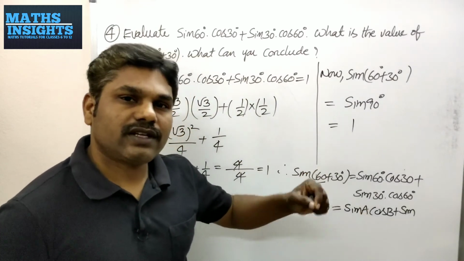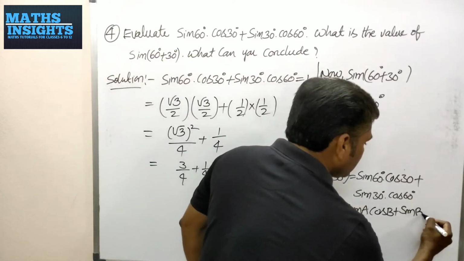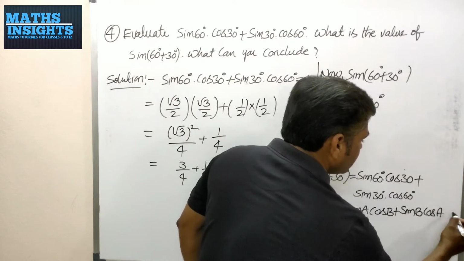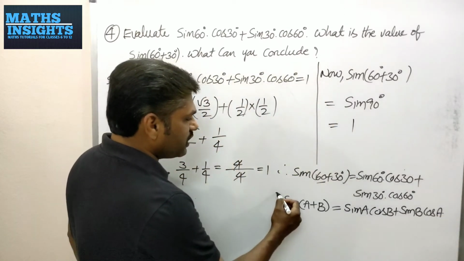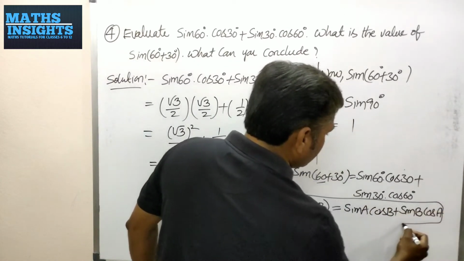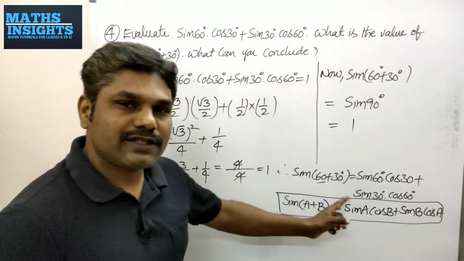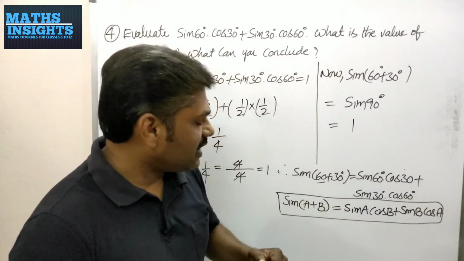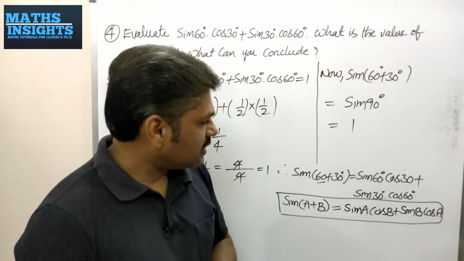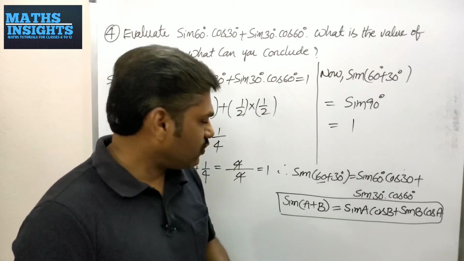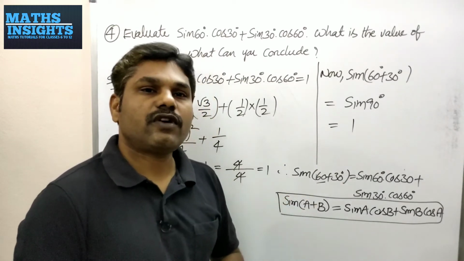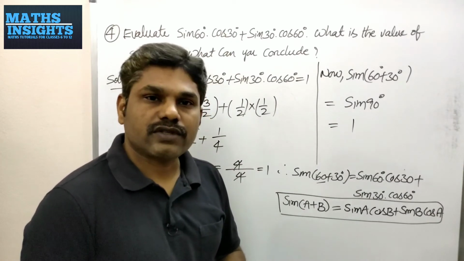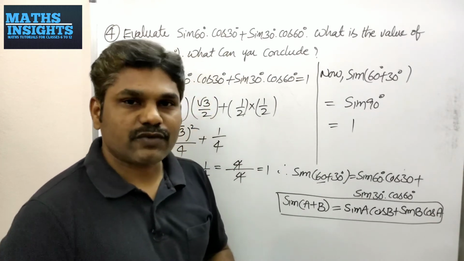For 30, I am naming it as B, therefore sine B and cos A. So this is a very important formula in trigonometry. Sine(A + B) is equal to sine A into cos B plus sine B into cos A. You have to remember this formula; you will learn it in later videos. Okay, we will go to the next problem.